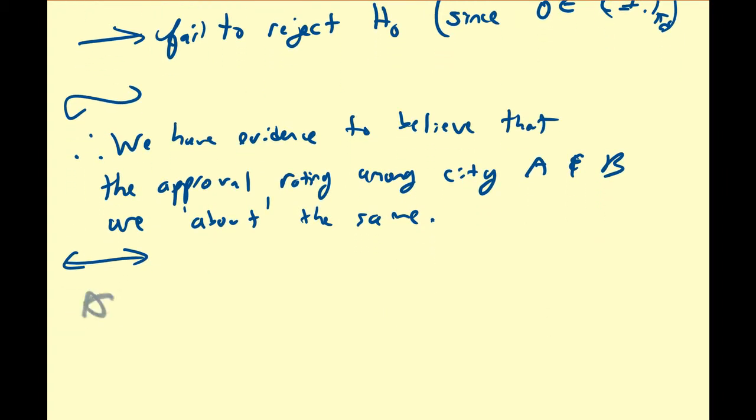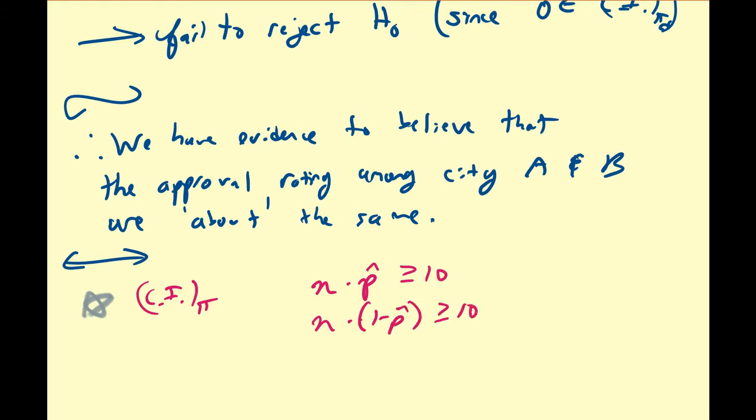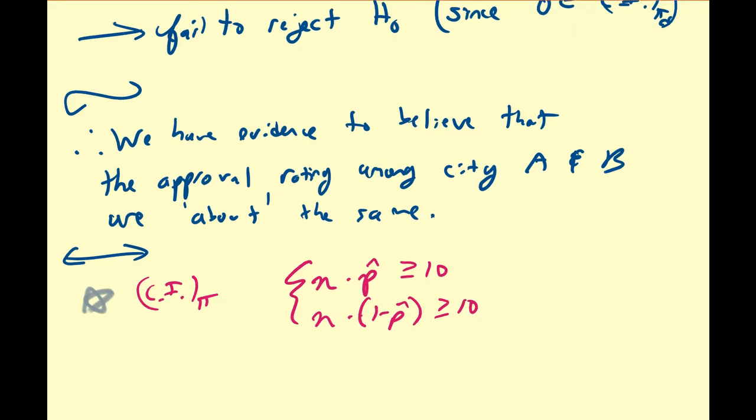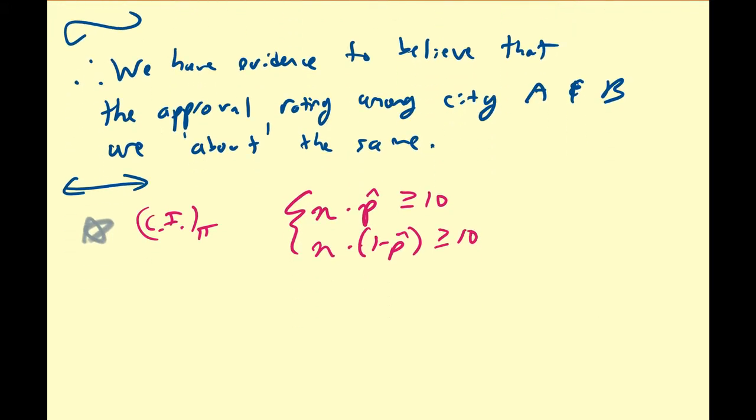Now, some things that you may want to keep in mind here. Remember that for the confidence interval for pi, we mandated that n times p hat is bigger than or equal to 10, and n times 1 minus p hat was also bigger than or equal to 10. That is, the expected number of approvals and expected number of disapprovals was larger than or equal to 10. This is a check that the sample size is sufficiently large.